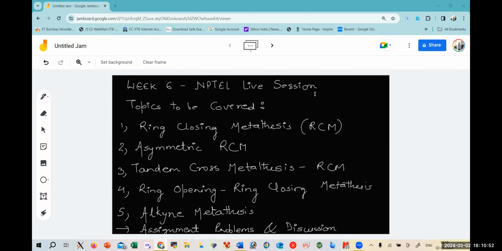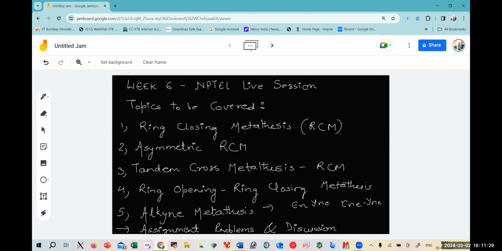Further, the last part of the metathesis is ring opening, ring closing metathesis. So simultaneously, we'll be having both the processes in one kind of substrate. And the last topic would be covering some more examples from alkyne metathesis. This would be involving both ene-yne, and also only yne-yne metathesis. That means a combination of alkene and alkyne, how they combine, or one alkyne combining with another alkyne.